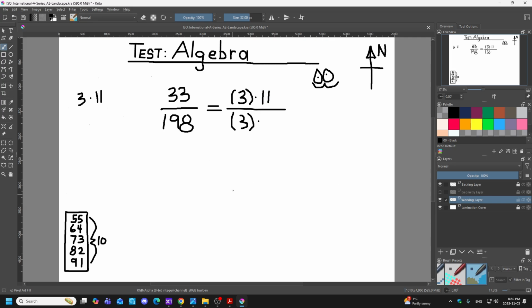So our next step is to figure out what times 3 gives us 198. This is where I'm going to do long division. Isn't this fun? Let me make it easy for you.